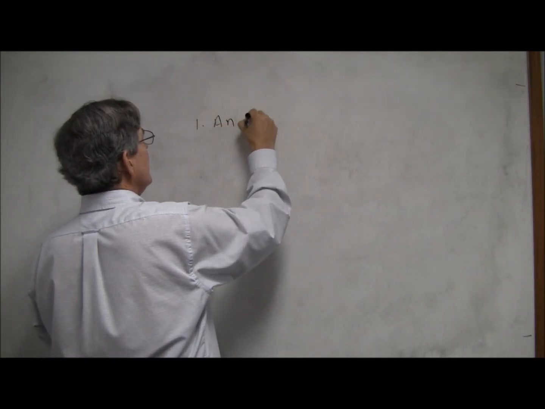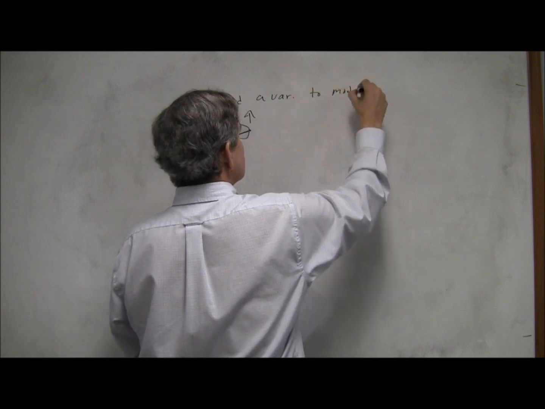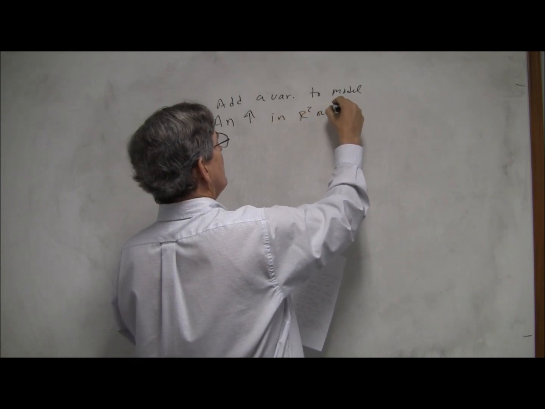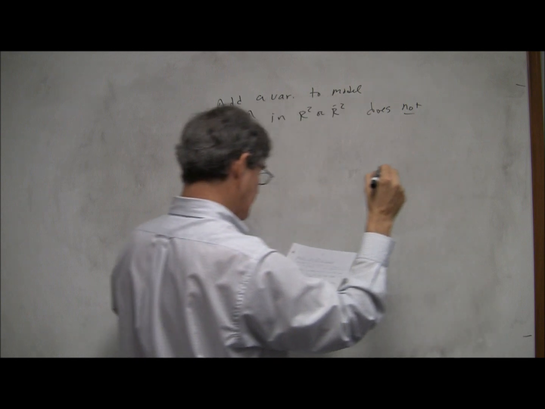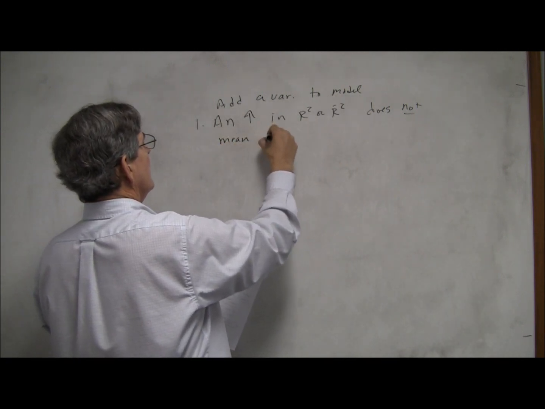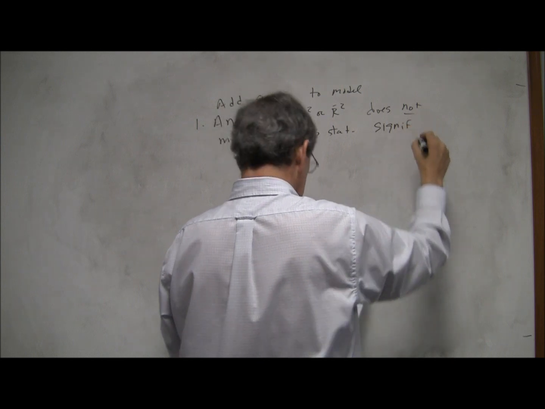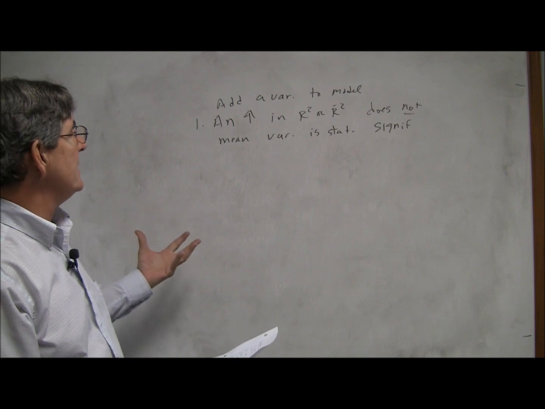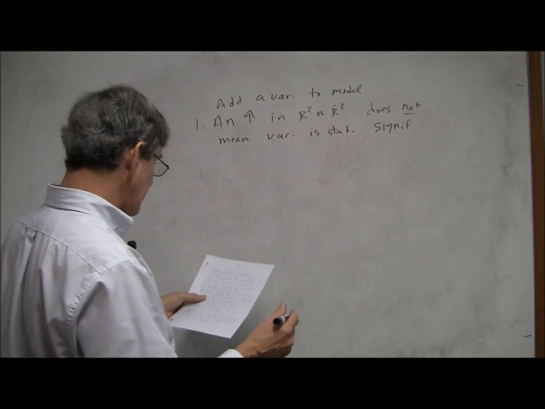The first is, suppose you add a variable to the model, and you want to know whether that was a good idea or not. An increase in R squared or R bar squared does not mean the variable is statistically significant. You have to do the test to find that out. So just because it goes up doesn't mean anything in terms of how important that variable is in terms of its statistical significance. So you have to do the t-test, or if you're doing a joint hypothesis, an F-test.